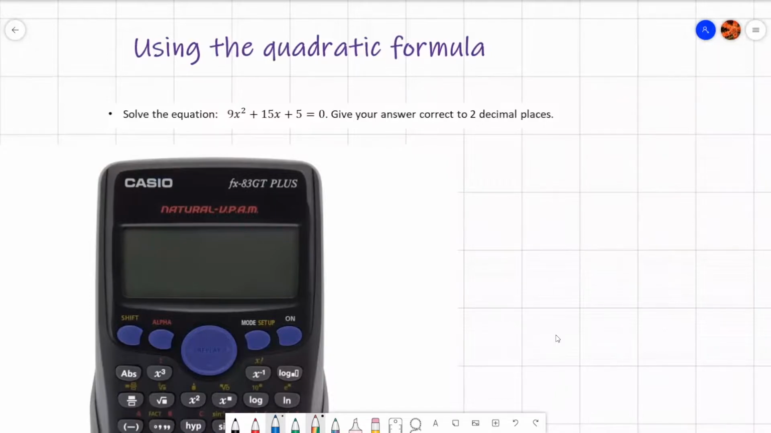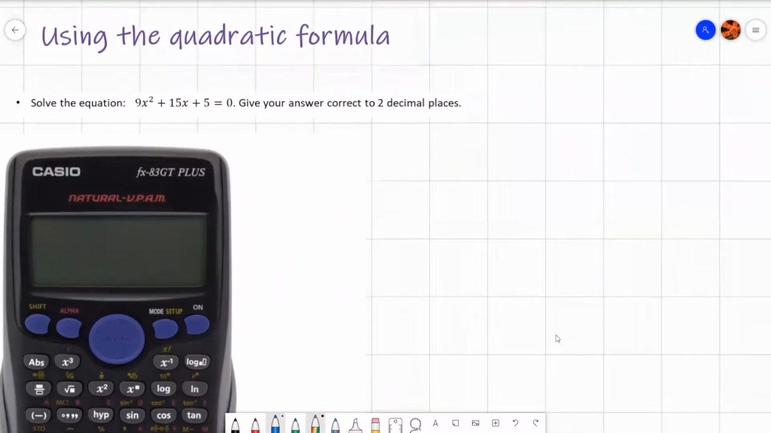Using the quadratic formula. Let's recap how we use the quadratic formula to solve quadratic equations to work out the unknown value of x. We've got a question here that says solve the equation 9x squared plus 15x plus 5 equals 0. Give your answer to 2 decimal places.